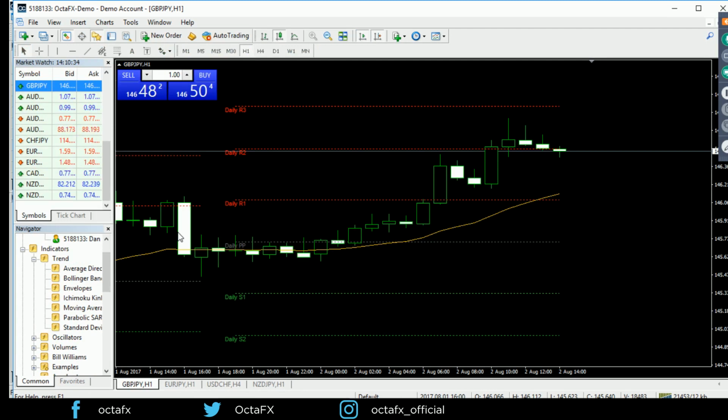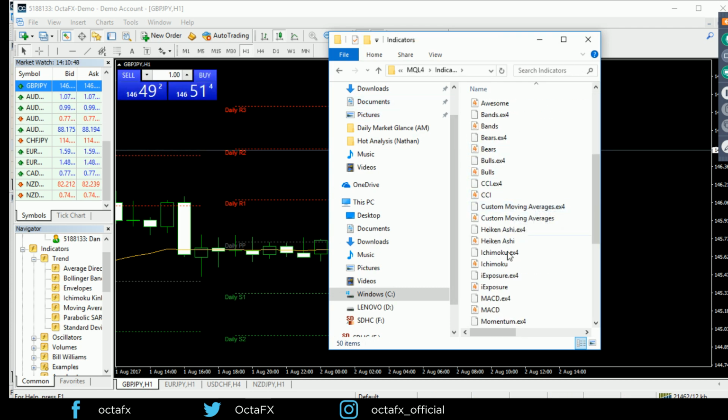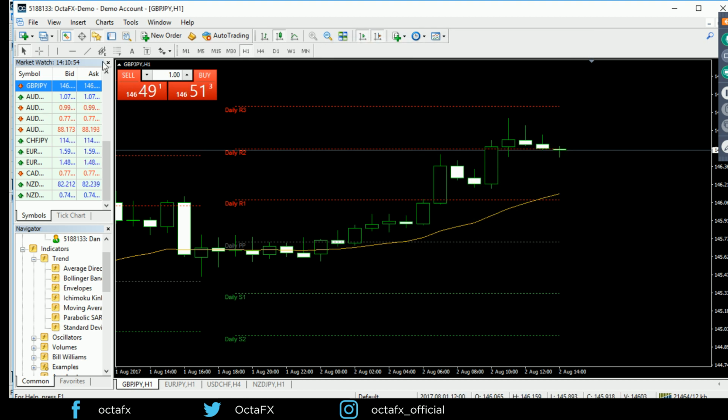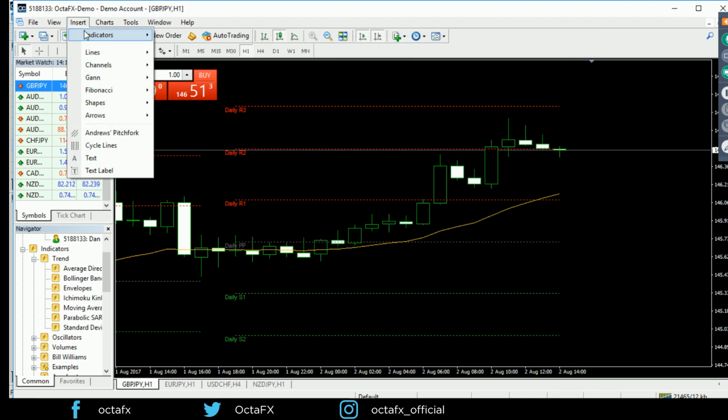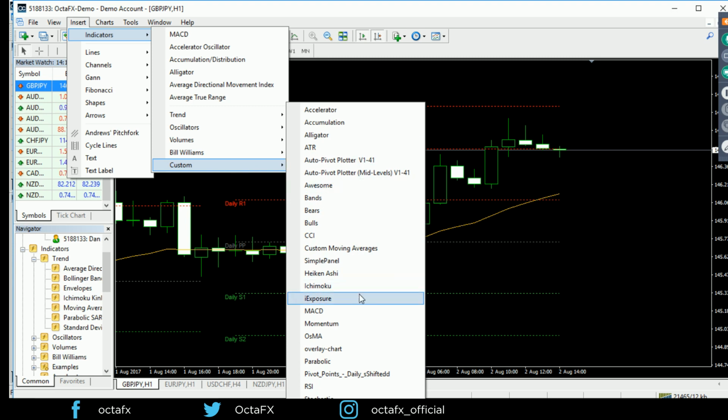Okay, so here we are. We've got the pivots drawn up here. I'll just go back quickly and show you again how you can add custom indicators. Open data folder, you go to MQL4, indicators, and then here's all your custom indicators. And this is where you drag your pivot point custom indicator. And then to add it, you just go to Insert, Indicators, Custom, and it'll appear here.